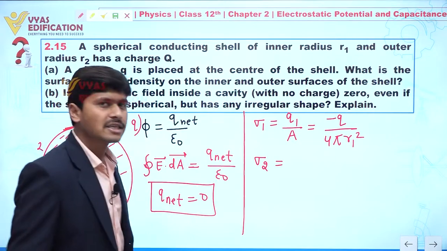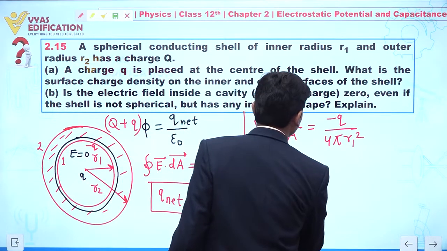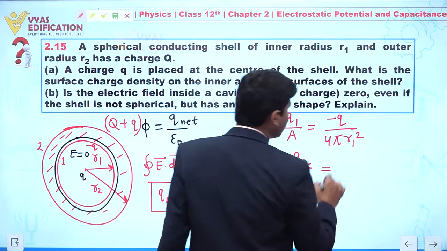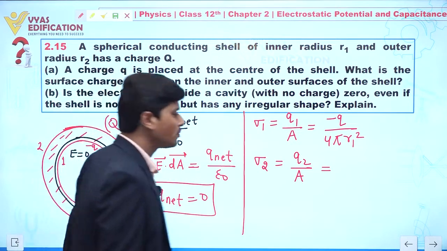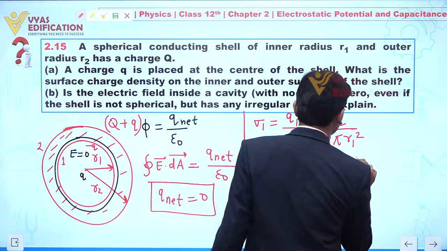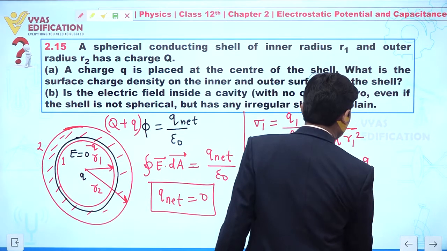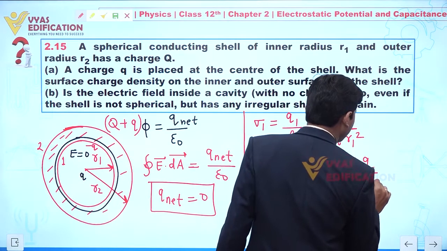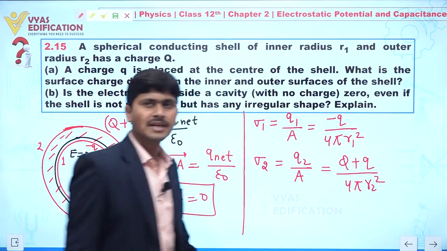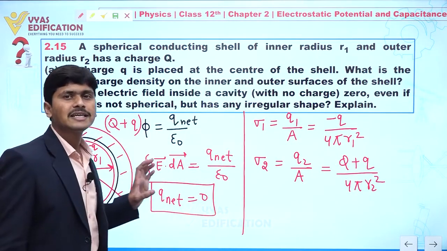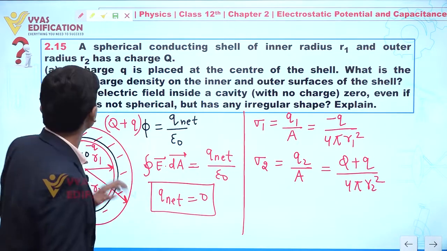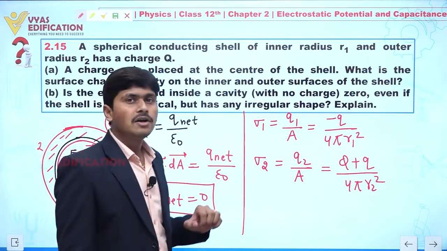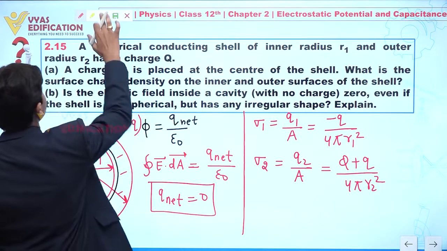Now if we talk about sigma 2, sigma 2 is equal to q2 by A. The value of q2 is the total charge present on surface 2, so this is capital Q plus q divided by 4 pi r2 square. So this is the surface charge density on the inner and outer surface of this conducting shell. So the first part is clear. Now if we discuss the second part.